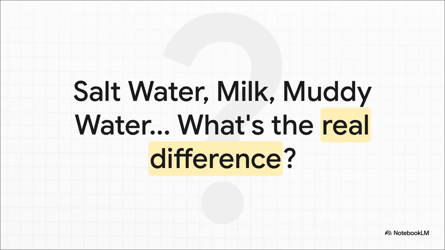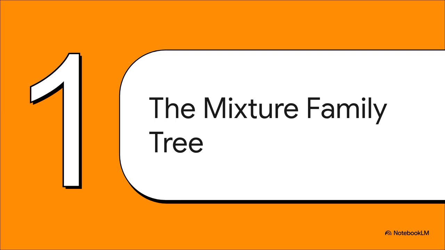We've got some clear salt water, some cloudy milk, and some murky, muddy water. I mean, they're all just stuff mixed in water, right? Well, not quite. The real difference between them is the secret we are going to uncover together. So what's actually going on inside these glasses? To solve this little mystery, we first need to understand the family these things belong to. So let's start by mapping out the mixture family tree.